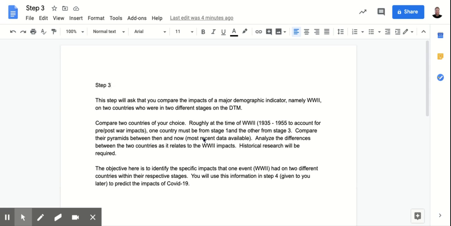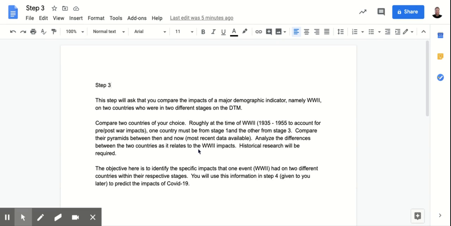But you're going to compare their pyramids between the time of the war, which is roughly 1935 to 1955, and now. So whatever the most current data available is, usually it's 2010, but you may see some more updated data. And you're going to analyze the differences between the two countries as it relates to the World War II impacts. Look at the different age groups, look to see how they were impacted, what kind of impact you can see 70, 80 years later, compared between the two time periods.